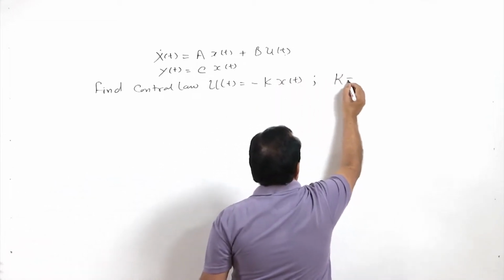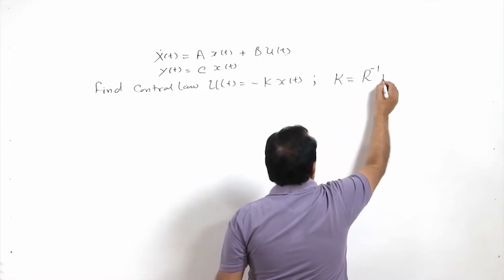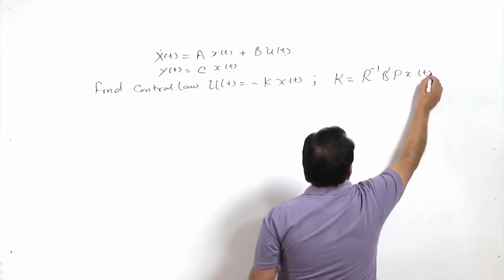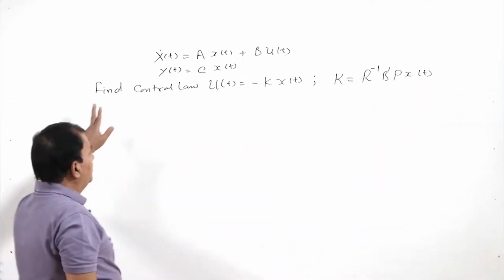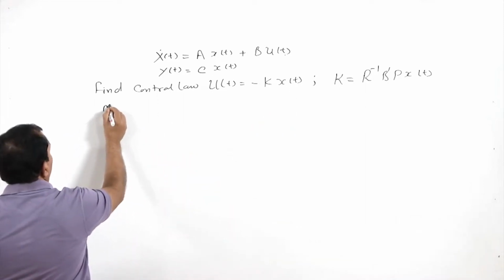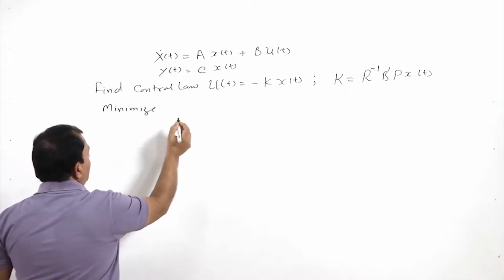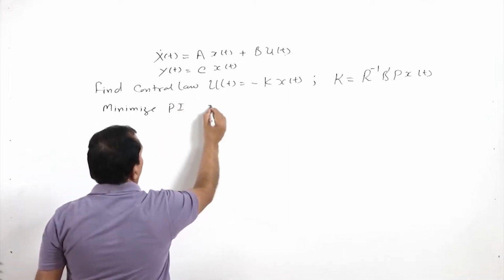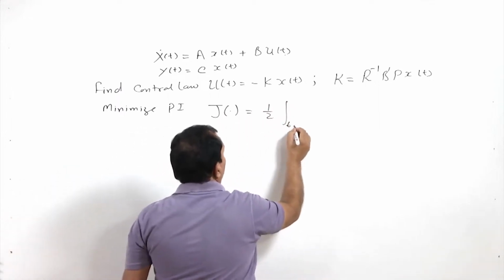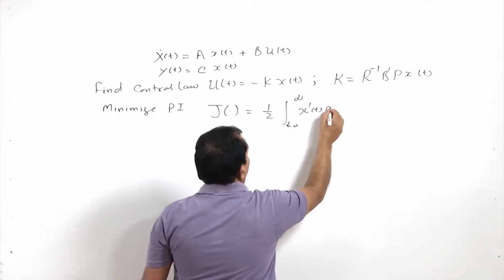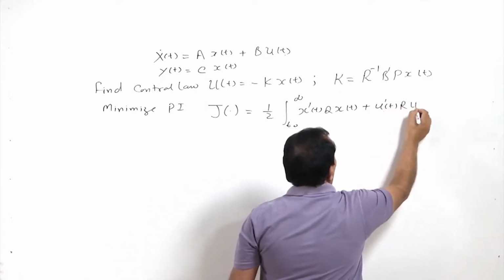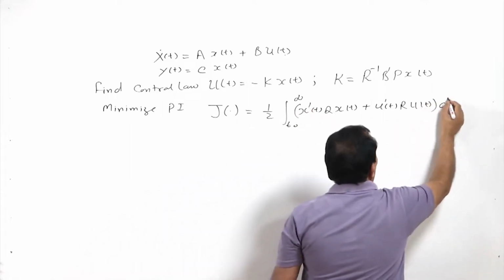where K equal to R inverse B prime P x t. So, the objective is to find the u t equal to minus K x t, which will minimize the performance index, the PI, and the PI is J equal to 1 by 2 integral from t0 to infinity of x prime Q x plus u prime R u dt.